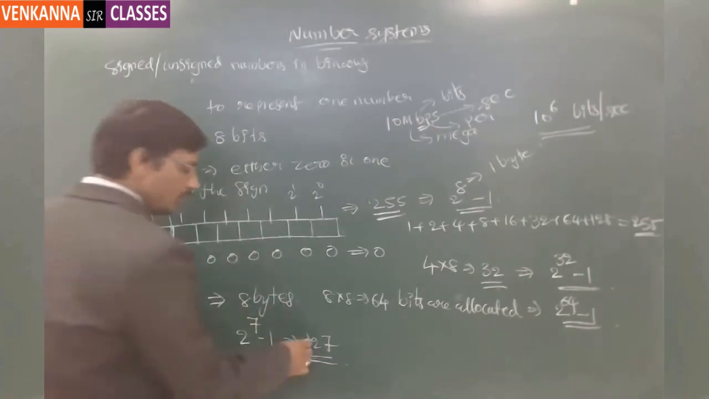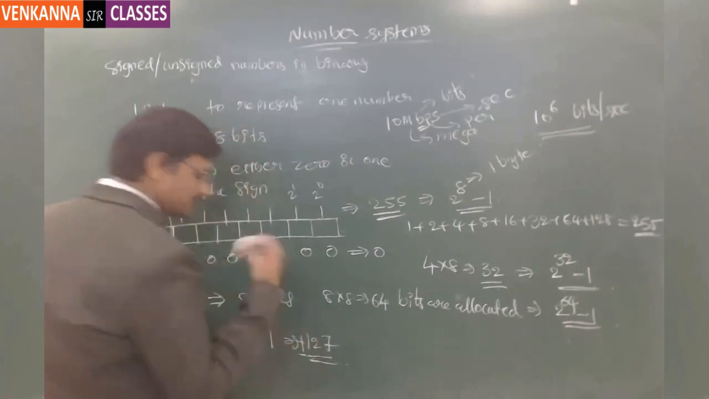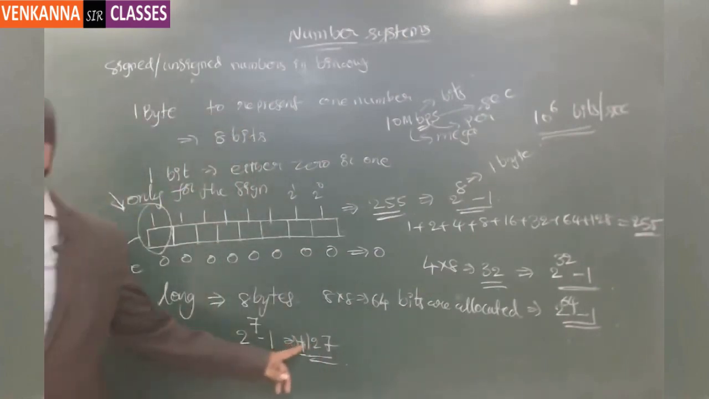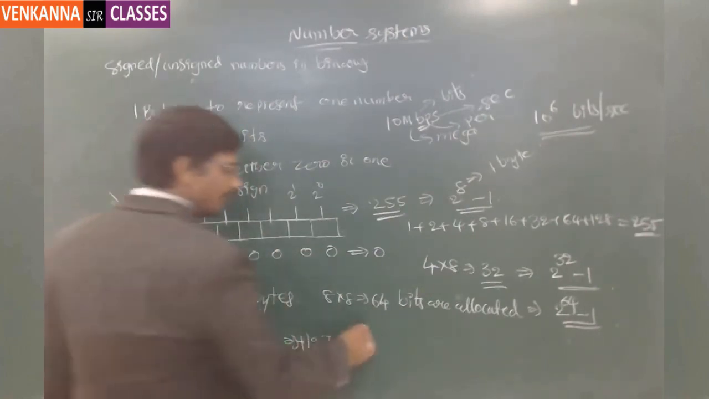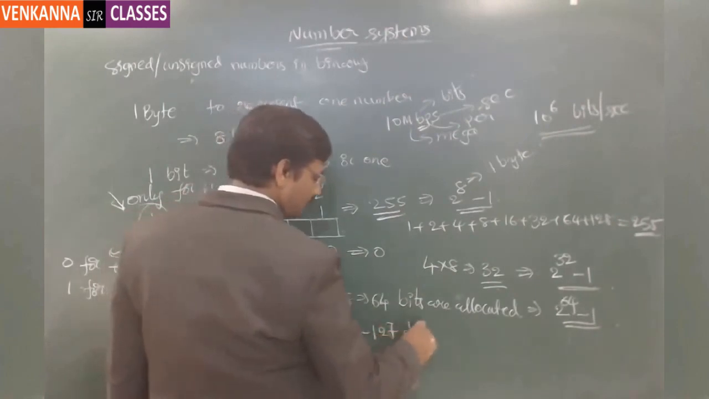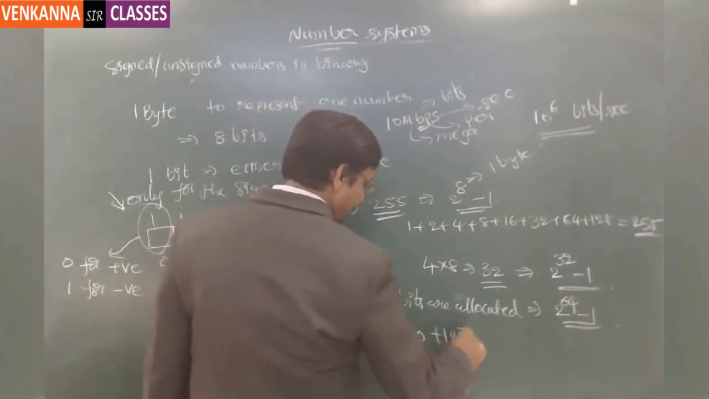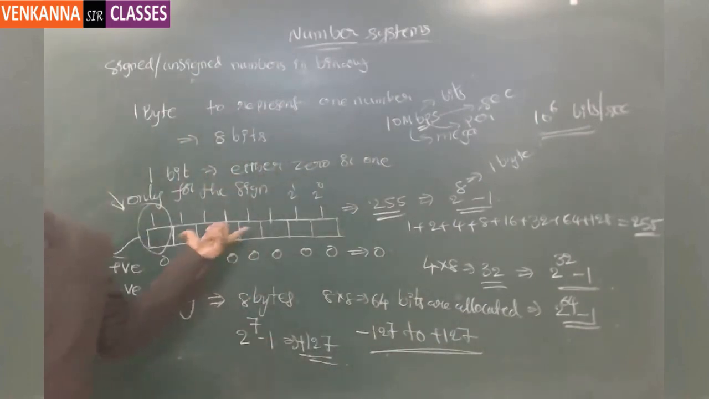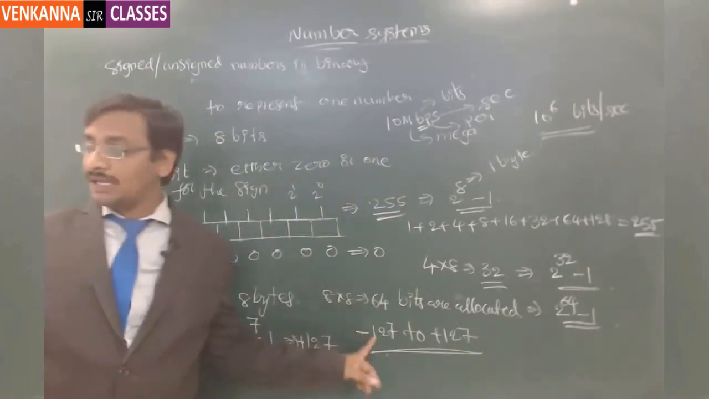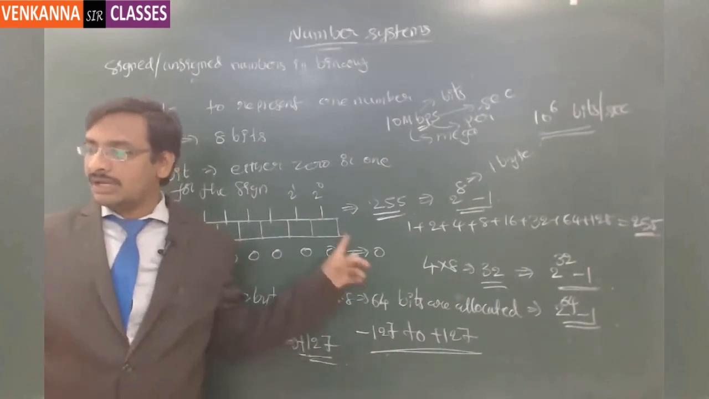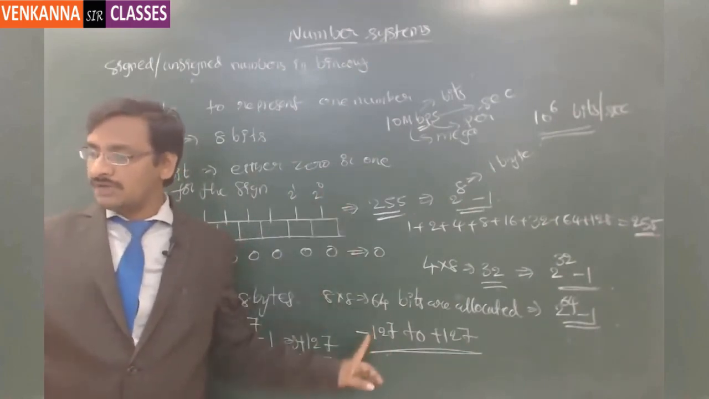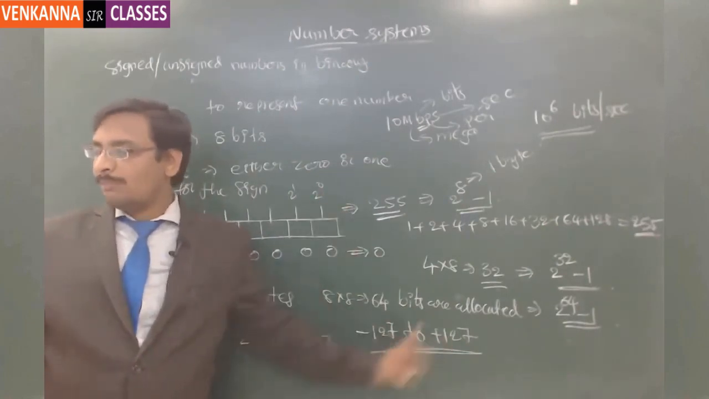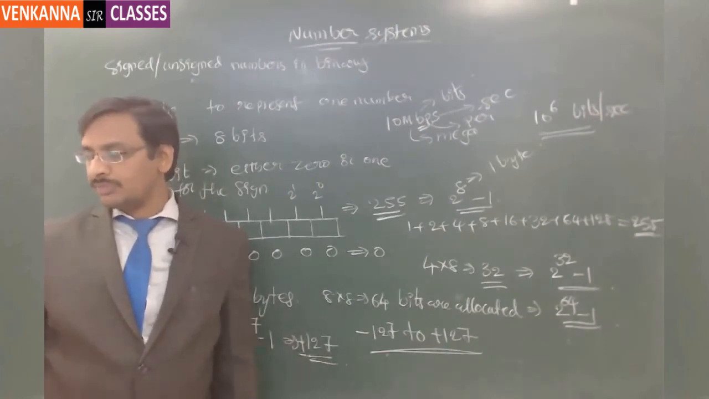But this 127 is plus or minus. Plus or minus means I can represent a range from minus 127 to plus 127. So this is the maximum possible value I can represent with the help of these 8 bits. So minus to plus is the range. Earlier 0 to 255, now it is going to be minus 127 to plus 127. Got it?